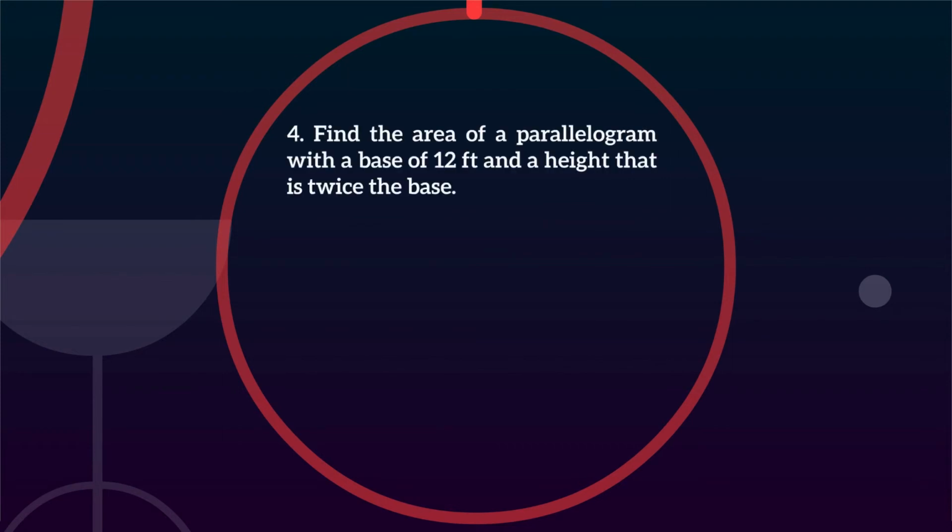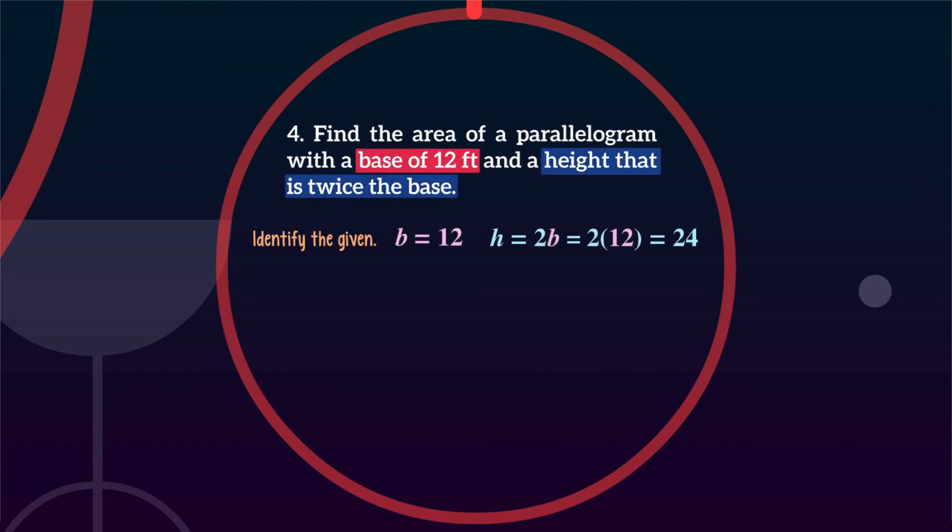Now we're down to our last example. This time we don't have a figure, but that's not going to stop us. Let's find the area of a parallelogram with a base of 12 feet and a height that is twice the base. This is a bit different from our previous examples, but we can definitely solve it. First, identify the given. As we have mentioned, the base, B, is 12, and the height, H, is twice the base. Then H is equal to 2B, which is 24 when simplified.